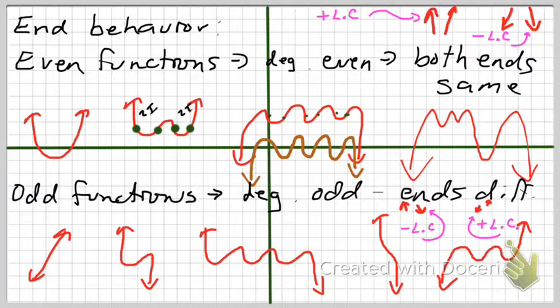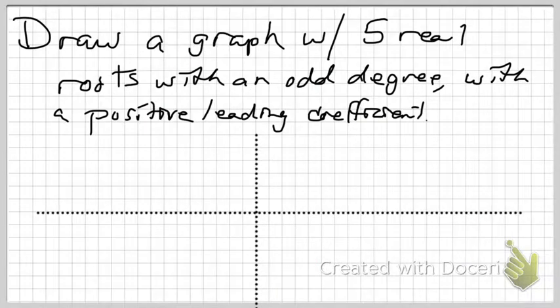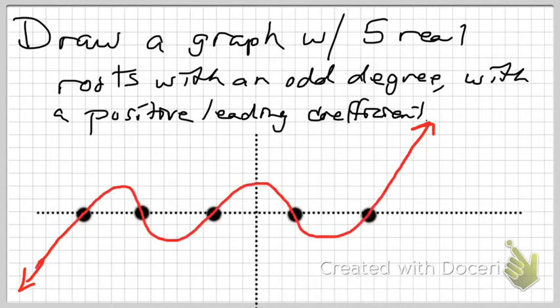Alright, are you ready for a challenging question before I give you your assignment? Yes. Here we go. Here's what we know. 5 real zeros means it's going to hit the x-axis 5 times. Doesn't really matter where. Odd degree means one up arrow and one down arrow. Positive leading coefficient means those arrows are going to be there. And all I have to do is connect them through the dots. Really. There it is.